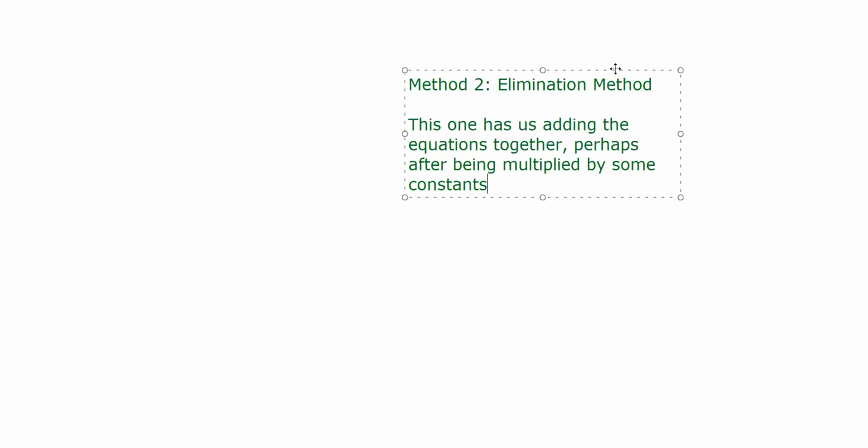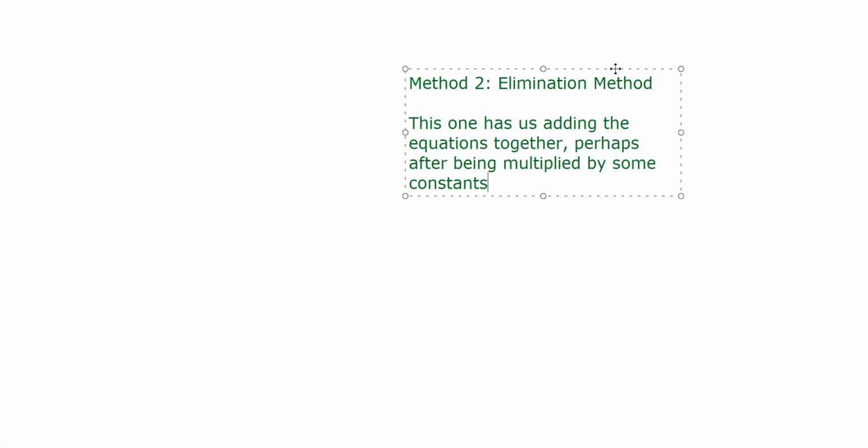Our next one, we're going to talk about the elimination method. The elimination method, this one has us adding the equations together, perhaps after being multiplied by some constants. That's the crux of the elimination method.